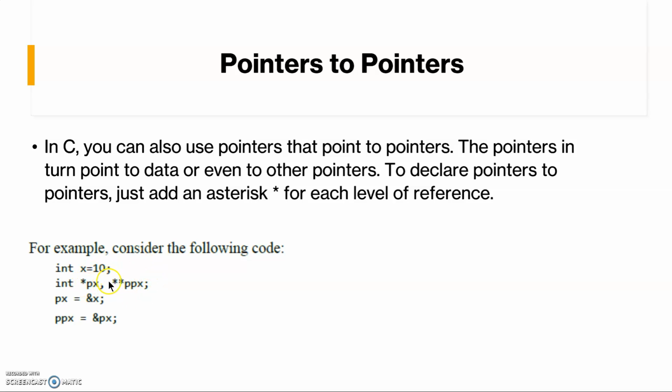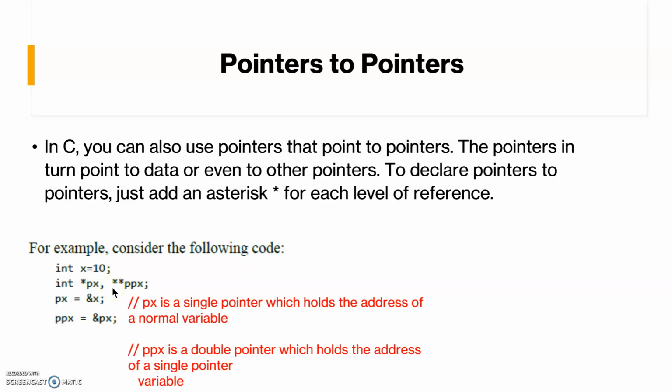So a double pointer works like this. px is a single pointer in this case, and ppx is a double pointer. px is a single pointer which holds the address of a normal variable, whereas ppx is a double pointer which holds the address of a single pointer. Got it, all of you?